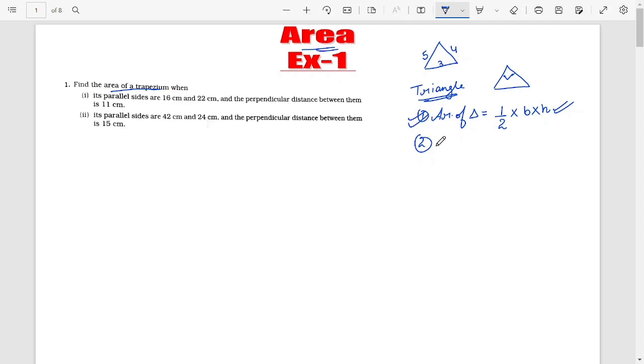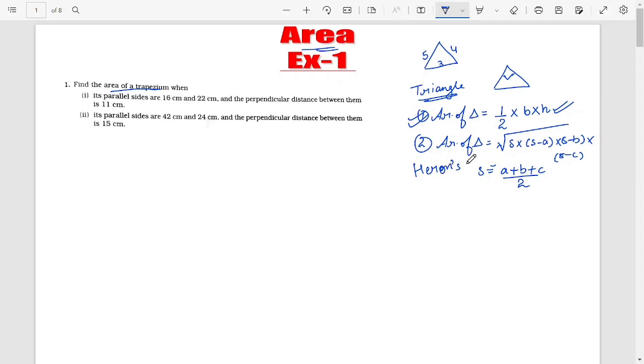The second formula for the area of a triangle is area equals under root s into s minus a into s minus b into s minus c, where s stands for the semi-perimeter. Semi-perimeter means, first of all we have to find the perimeter. Perimeter means the sum of all three sides. Semi means half, so we have to divide it by 2. This formula is known as Heron's formula. This formula you already studied in class 7th.